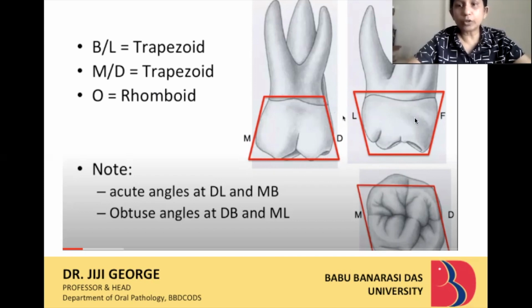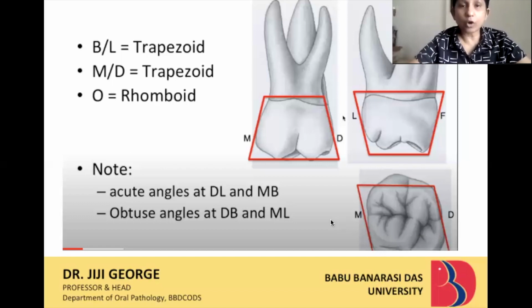But if you look at the proximal aspects of the tooth, you can see that the longer side of the trapezoid is at the cervical line and the shorter side is at the occlusal line. So that is the difference between the proximal aspect and the facial or lingual aspects. Coming to the occlusal aspect, it's like a rhomboid, where you can see the mesial and distal sides on each side, and then the facial and lingual sides.